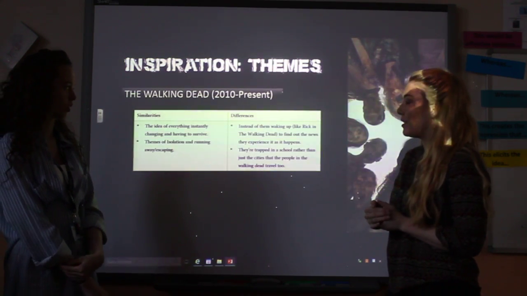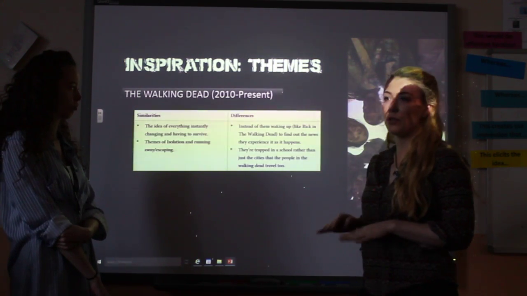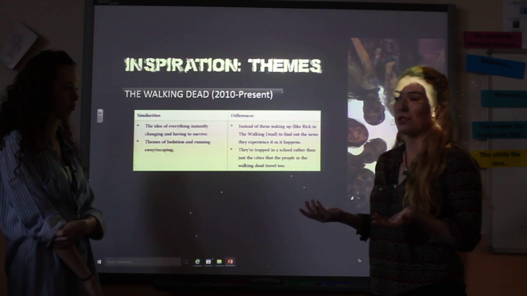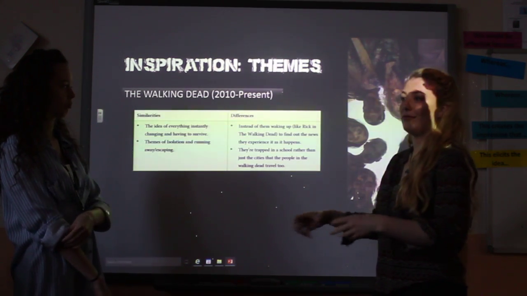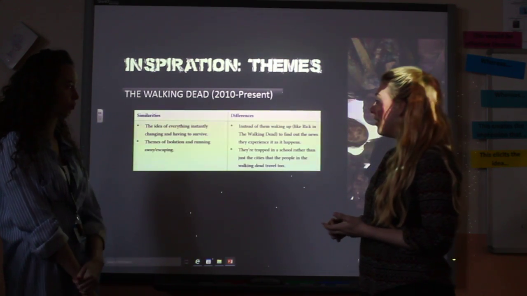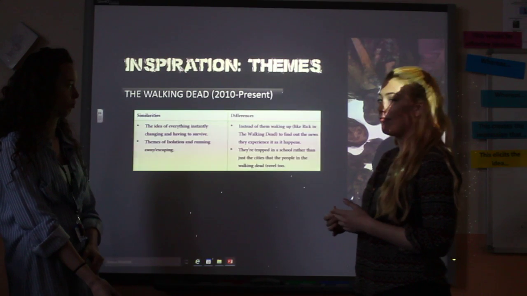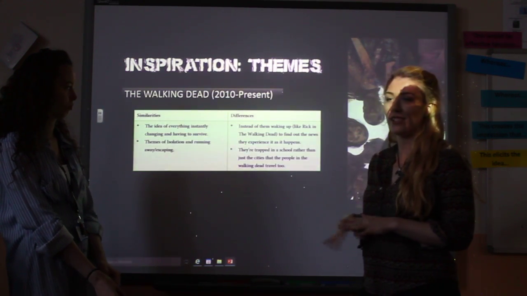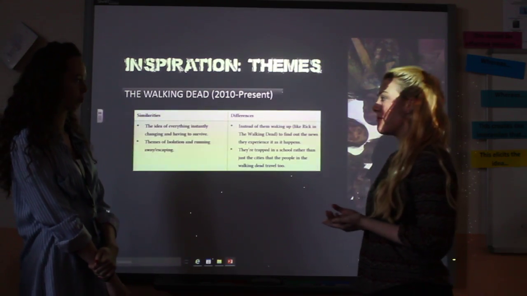But the differences that we didn't want to keep was, instead of the main character waking up and realising what's going on, it'll just happen in the trailer, so they'll be told what's going on. We also want to change that they're trapped in a school rather than a city, so we want to make it even more isolated than The Walking Dead was.